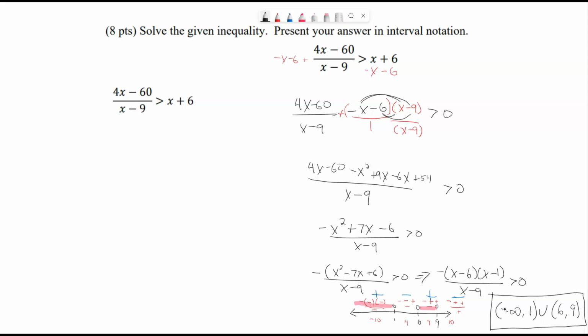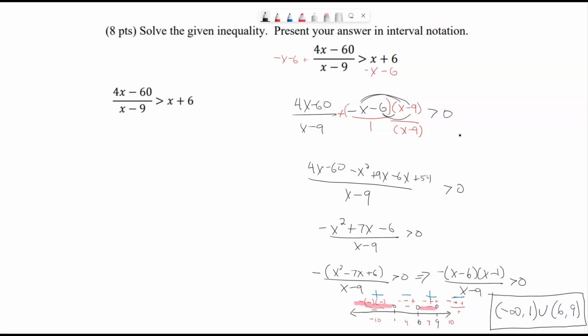This is the overall process. Move everything to the left, combine it into one fraction, factor it, find the values of the x-intercepts or vertical asymptotes, put them on the number line, and then test the values and see what your final answer is. There's a lot going on there.